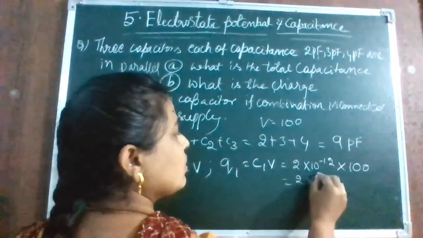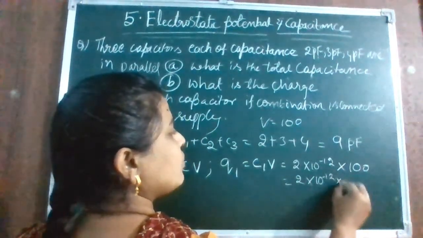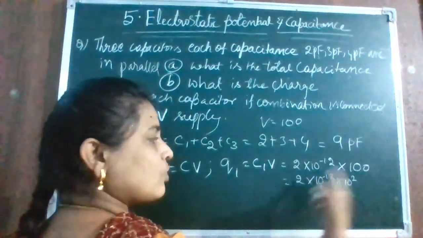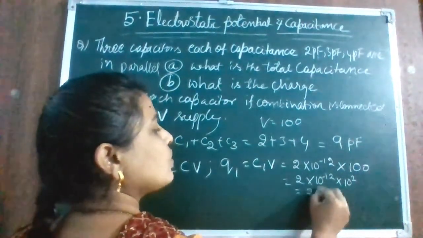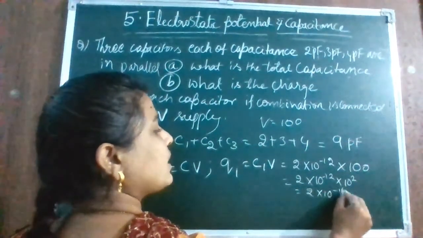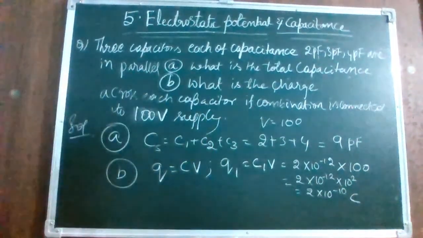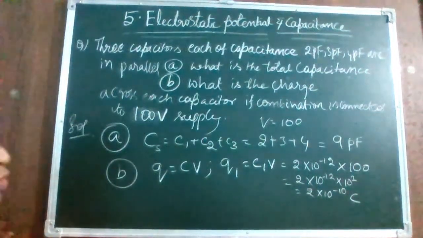2 into 10 to the power of minus 12 into 10 to the power of 2. So the 2 gets cancelled here, giving 10 to the power of minus 10. So 2 into 10 to the power of minus 10. What has he asked? Charge. So 2 into 10 to the power of minus 10 coulombs.